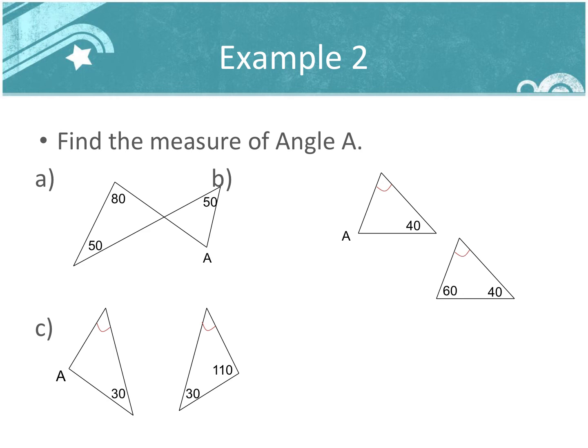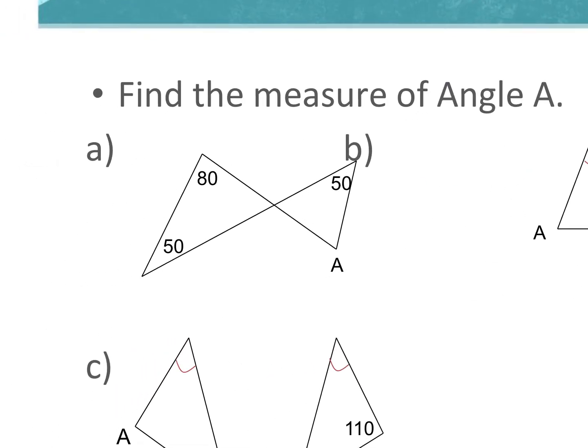Next, we've got some figures. Find the measure of angle A. So angle A is down there. Well, it's part of this triangle. And we know all three of the angles in this triangle must add up to 180.